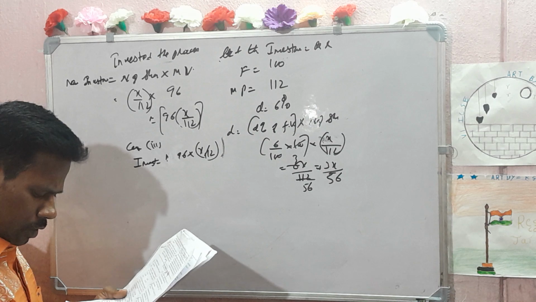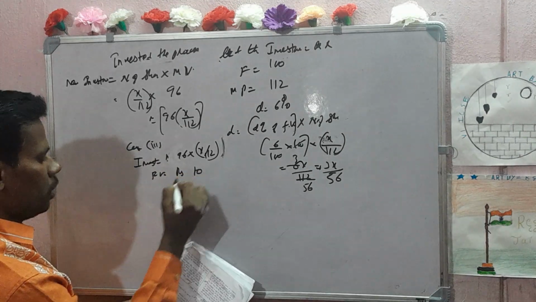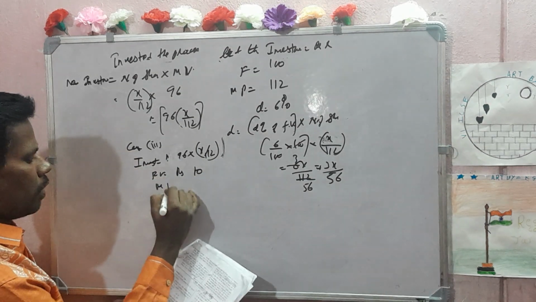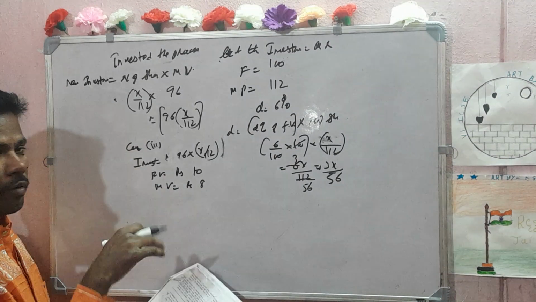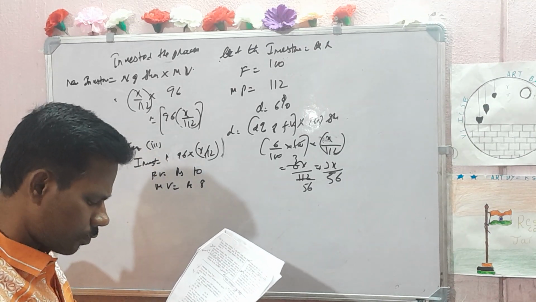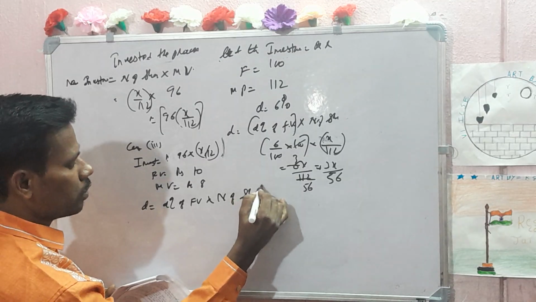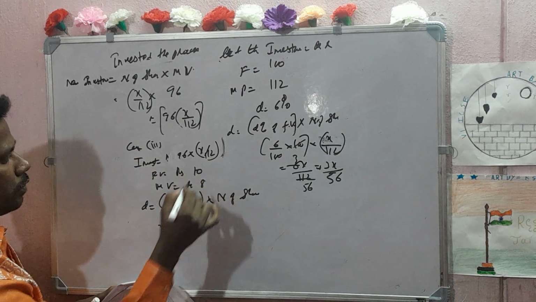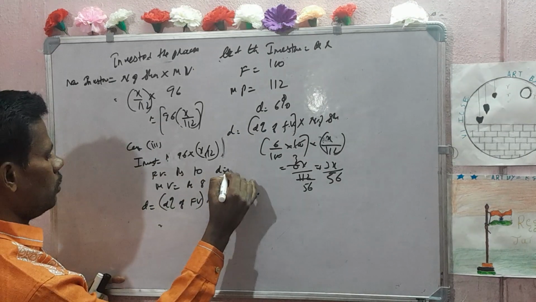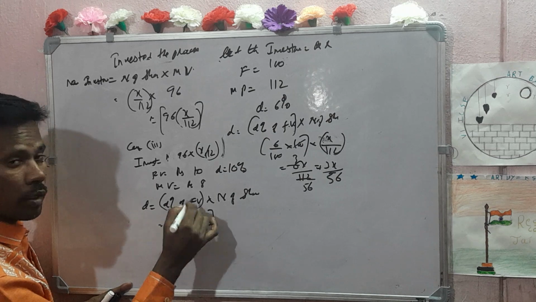Next, what is given? There is a change in face value. Face value is 10 rupees and market value is rupees 8. Market value is 8. This is the new investment. Again, calculate dividend as percentage of face value into number of shares. Dividend is 10%, so D is equal to 10 by 100 into face value, which is also 10 now, into number of shares.